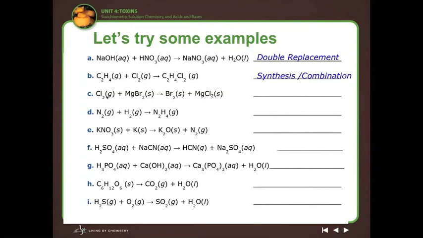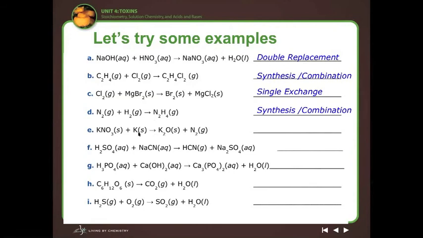This one, chlorine, magnesium bromide, gives us bromine and magnesium chloride. This is single exchange. Nitrogen plus hydrogen gives us N2H4, so it's dinitrogen tetrahydride. Synthesis or combination.